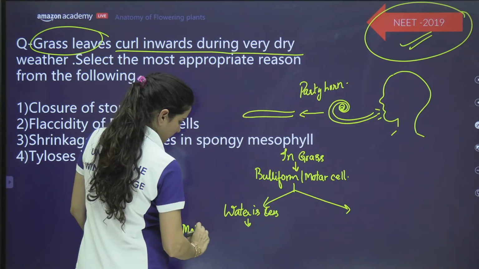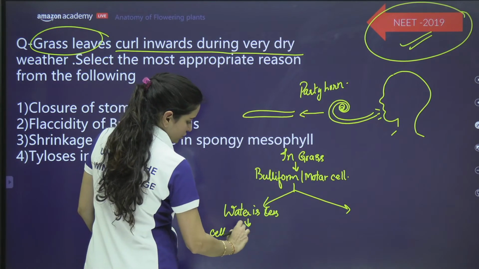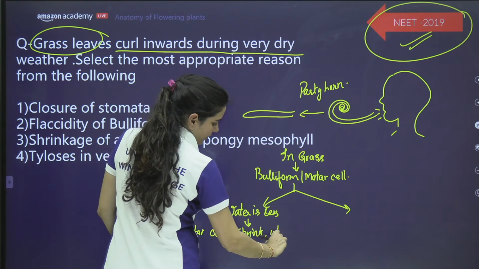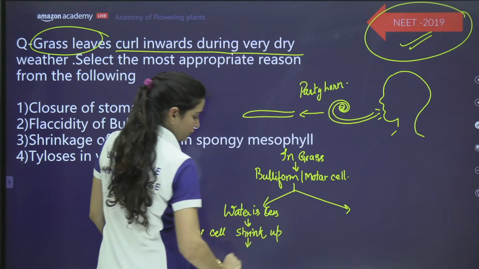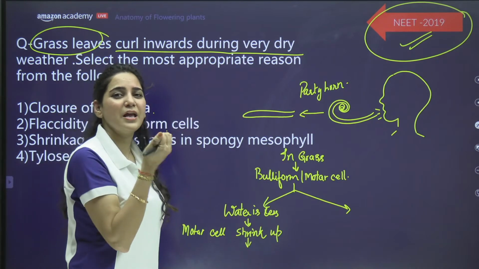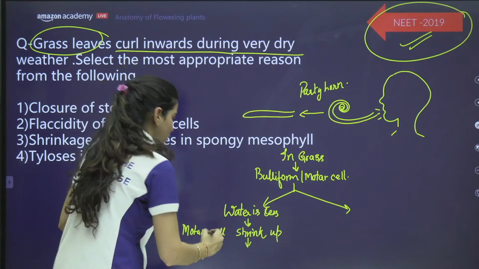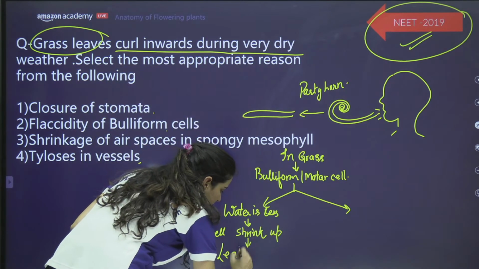write down motor cells shrink up. They shrink up, and which causes what? This causes curling of leaf. Leaf कैसा हो जाएगा, बंद हो जाएगा. This causes leaf curling.